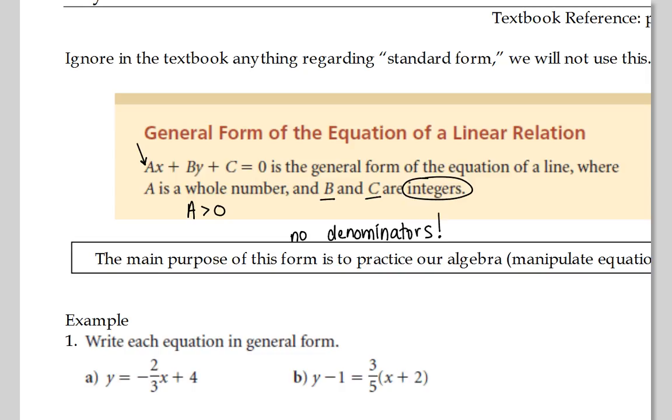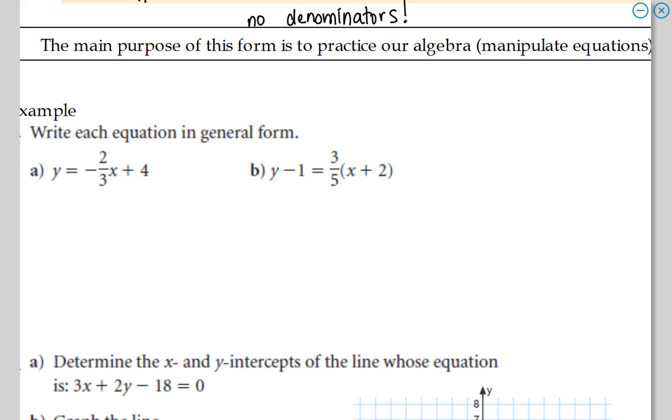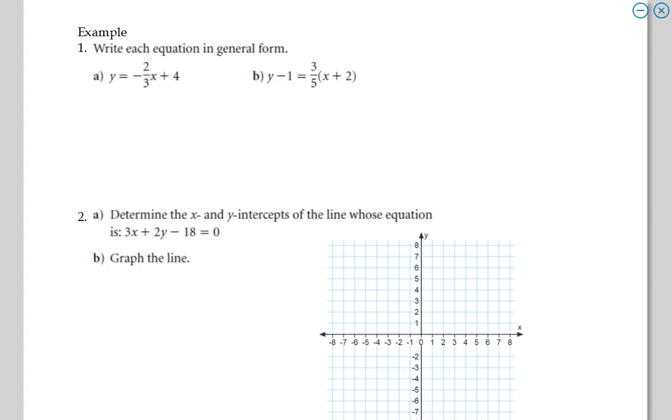So we learn a skill in this section that is actually useful in other algebraic situations. The skill here is multiply every term by the LCM. You recall the LCM from a couple units ago. It's the lowest common multiple.